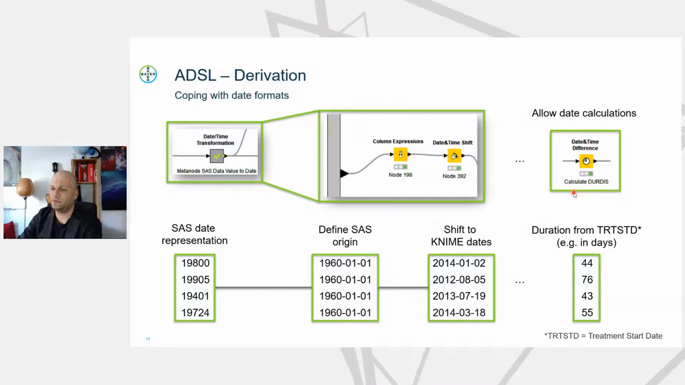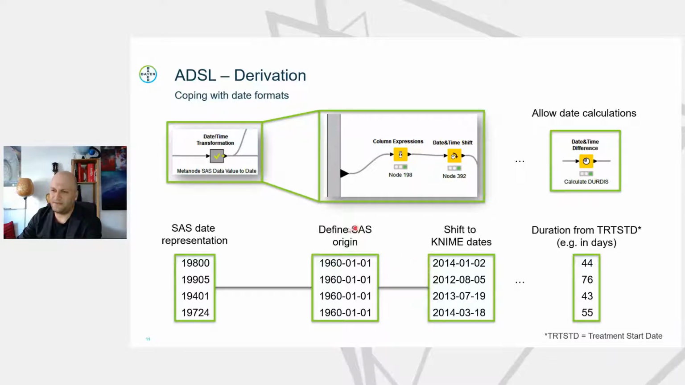Now I will show you just a few steps out of this workflow which might be a little more interesting. Most often when doing data derivation steps with clinical data, we cope with date values. And as you all might know, date values can be a real pain. But here the KNIME Date&Time nodes come in very handy. We read a data set and have a SAS date representation, which is an integer defining the days passed since the SAS date origin, which is the 1st of January 1960.